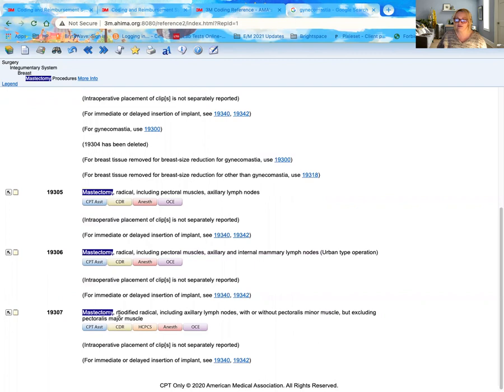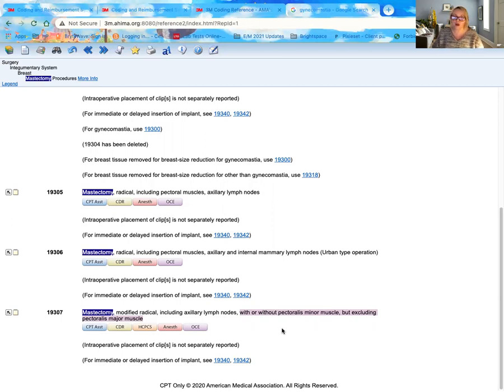And then I have mastectomy modified radical, including the lymph nodes with or without pectoral minor muscles, but excluding the pectoralis major muscles. So off the bat, I see a few terms that I'm looking for. I see the term mastectomy at 19307. I see the term modified radical. And then I see additional terms that I know I need to look for in my note.